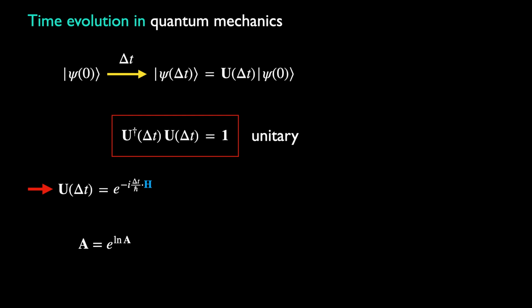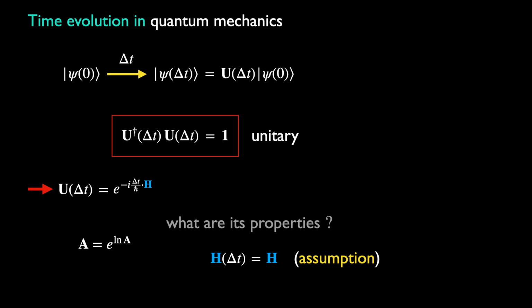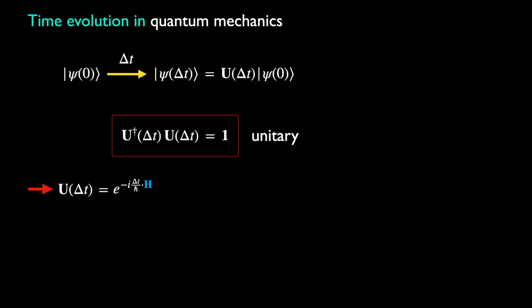In general, H will also depend on delta t, because there is no reason for the exponent to be linear in delta t. But for simplicity's sake, let's assume H to be independent of delta t. We shall explain the general case in a minute. What are the properties of H in order that U is unitary? In order to evaluate the left-hand side of the equation in the red box, we would also need U dagger.